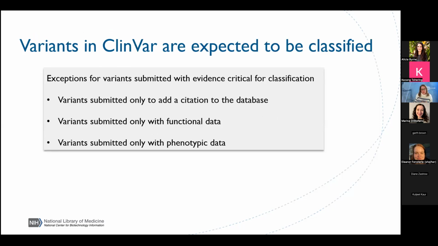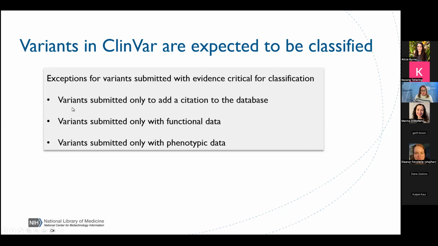Okay, so I want to talk a little bit about a couple of expectations that we have for the data and some exceptions. Variants in ClinVar are expected to have a classification for some disease. So we're expecting to only have classified variants. But there are some important exceptions, and that's when a variant is submitted to ClinVar because it has a type of evidence that is critical for classification. So the submitter doesn't have a classification, but they have a really important piece of evidence they want to make available to you as you're classifying variants.